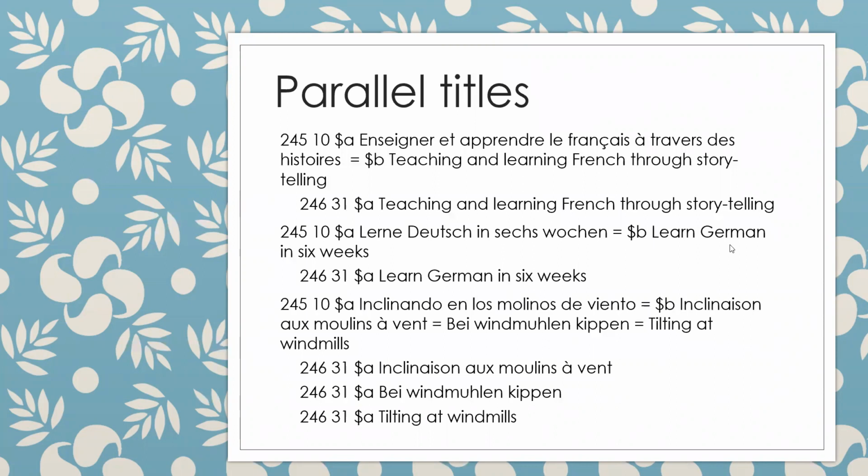So our last example, we have a 245 10, subfield A, inclinando en los molinos de viento, space, equal sign, space, subfield B, inclinaison au moulin avant, space, equal sign, space, bei Windmühlen kippen, space, equal sign, space, tilting at windmills. So we need to create 246 31s for those last 3, and I will not torture your ears by doing the 4 languages, but the last 246 31 is tilting at windmills. And you guys can all practice your French and German on your own.